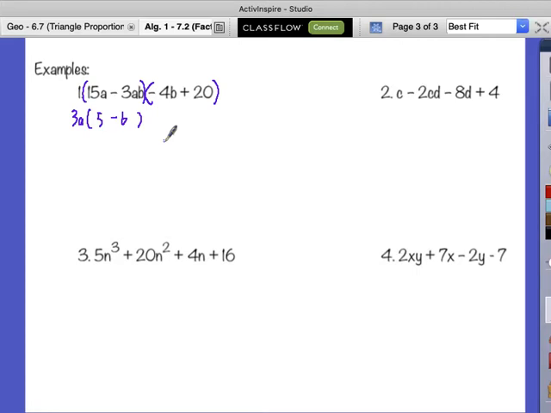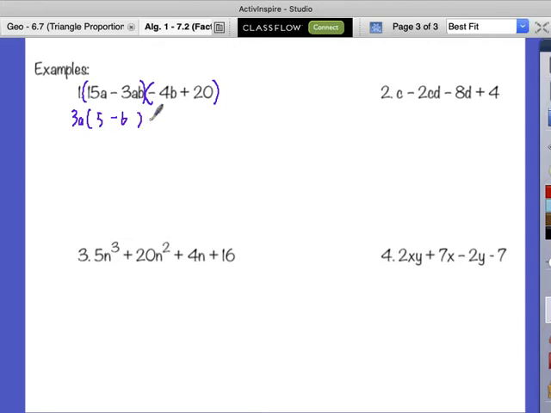Okay. Now we're going to do the same thing with the second parenthesis. We say, okay, forgetting the first one exists for a second, negative 4b plus 20. What is our GCF there? Negative 4. And Levi did a really good job of saying negative because we want the first part to be positive.